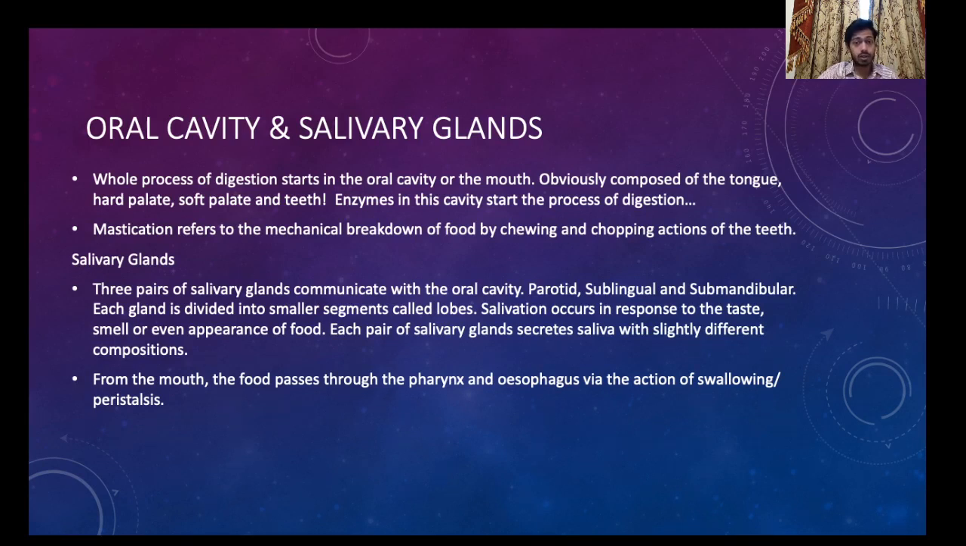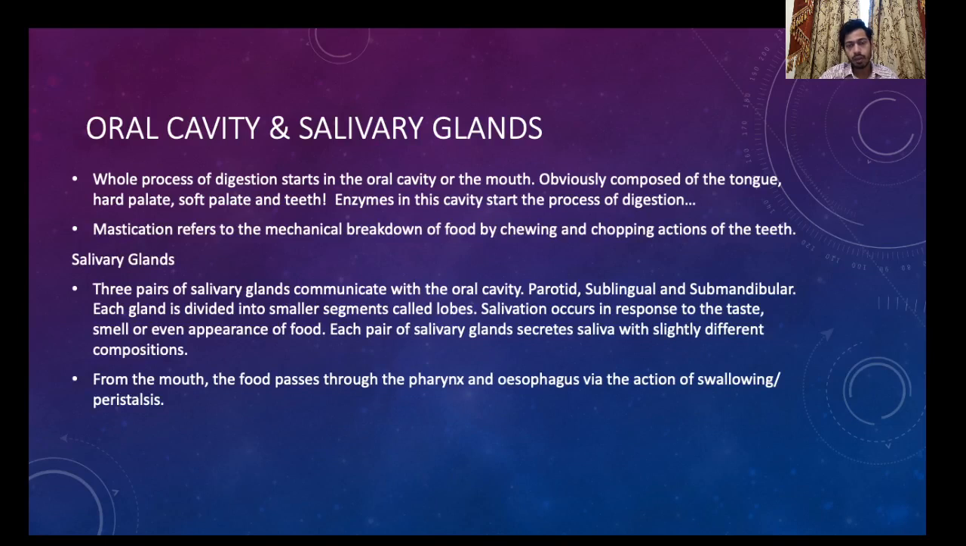And obviously we have salivary glands, which produce saliva. So we have three pairs of salivary glands around the oral cavity. We have the parotid, the sublingual, and the submandibular. And each of those glands can be divided into smaller segments called lobes. And these lobes are quite important when it comes to pathologies. For example, there's a tumor in the parotid gland, and we need to essentially clear the lobes to make sure which has the cancerous cells, which doesn't have the cancerous cells. So this is where knowing the segments is quite useful.